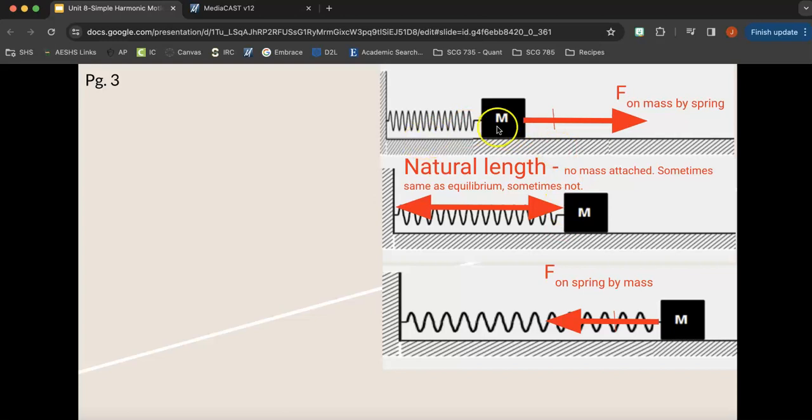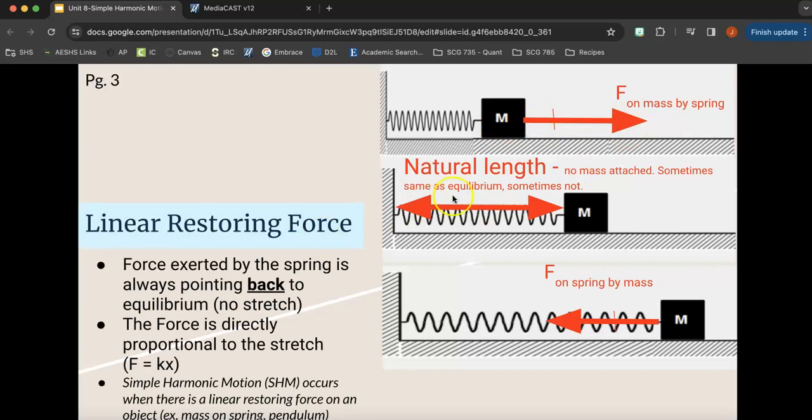When the spring is compressed, the force points back towards equilibrium, because that is the definition of a linear restoring force. In this case it points to the right because equilibrium is to the right. When the mass is stretched, the linear restoring force points to the left because the equilibrium is to the left. And remember, a linear restoring force is always proportional to the stretch, or distance, from equilibrium. For a spring specifically, that makes sense because the force is literally dependent on x. The more you stretch that mass from equilibrium, the greater the spring force is.